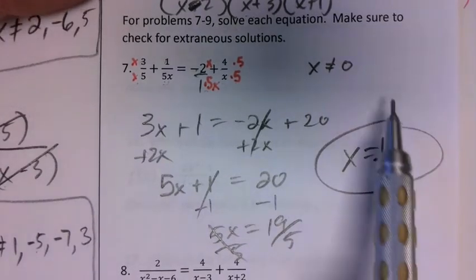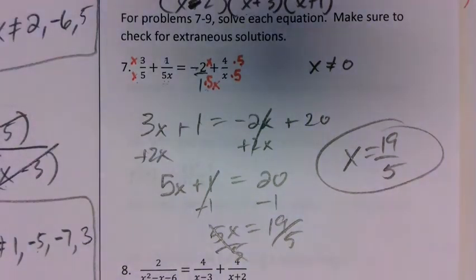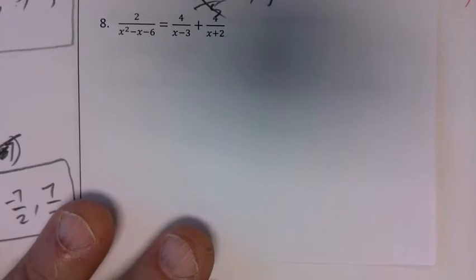All I have to do is compare that against my restrictions. It's not 0, so that's not extraneous. So I'm good to go. Cool. Move on to the next one. Okay.